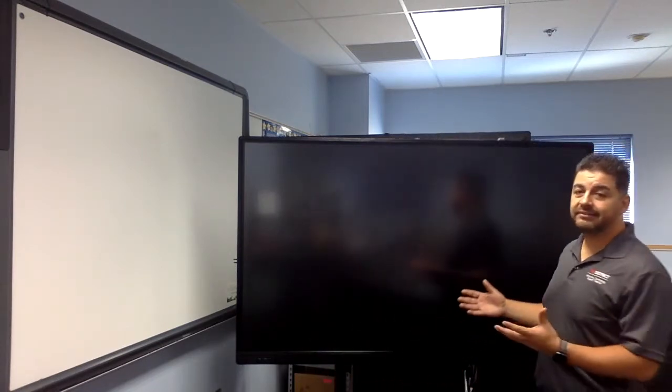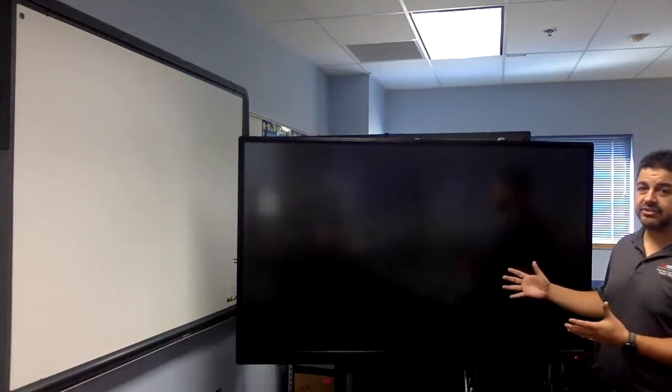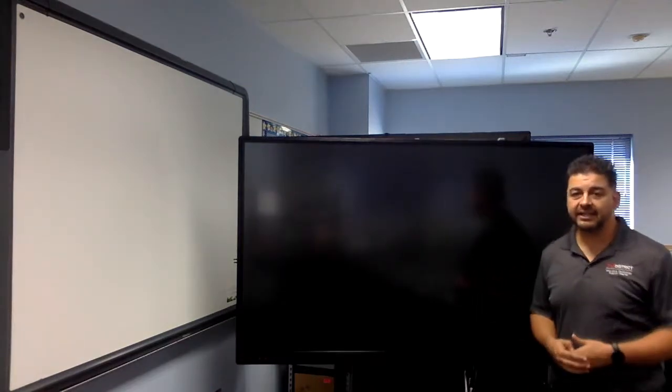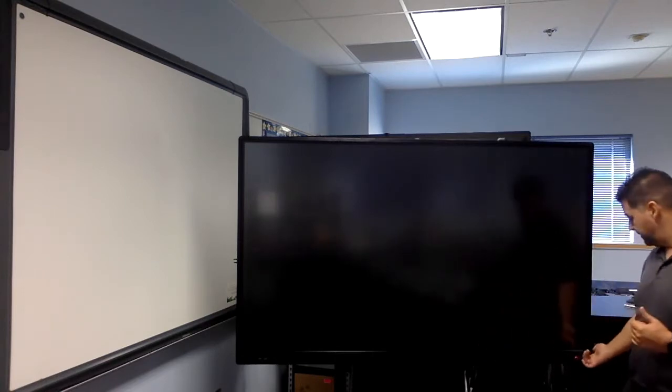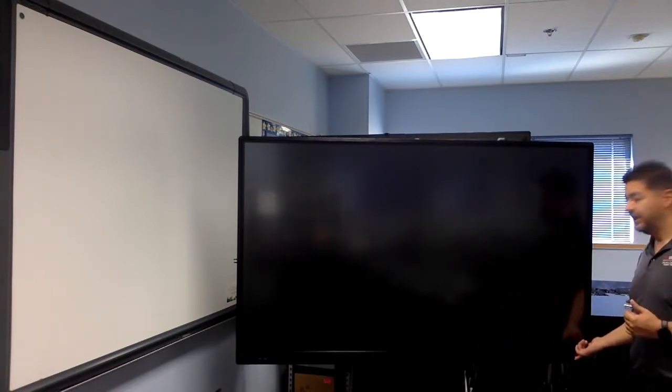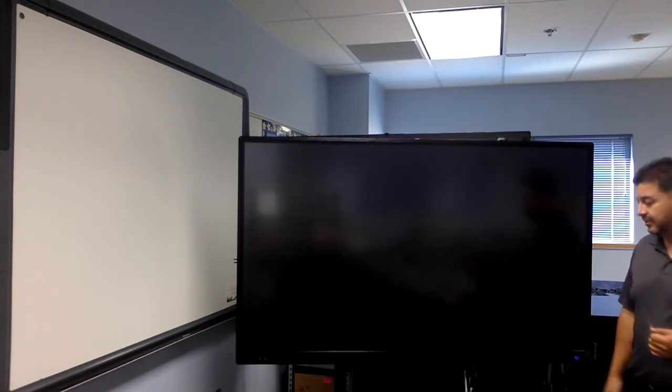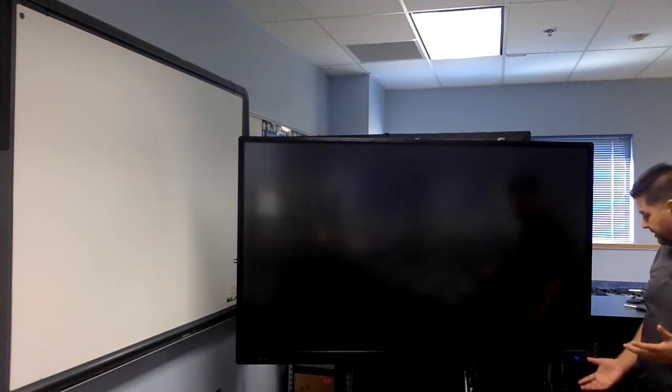So, today I'm going to cover really quick how to do the initial setup on your interactive display board. So, we're going to start with powering it on. The power button will be right here on the bottom right hand corner. So, just click on it right there and just wait for it to turn on.